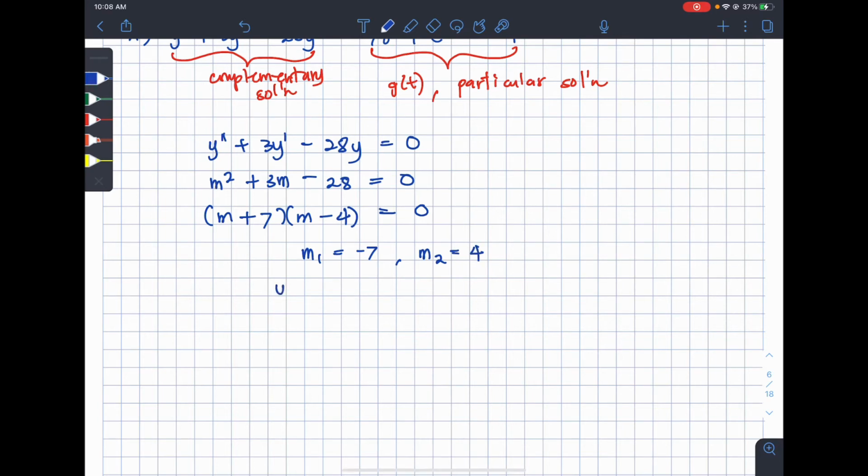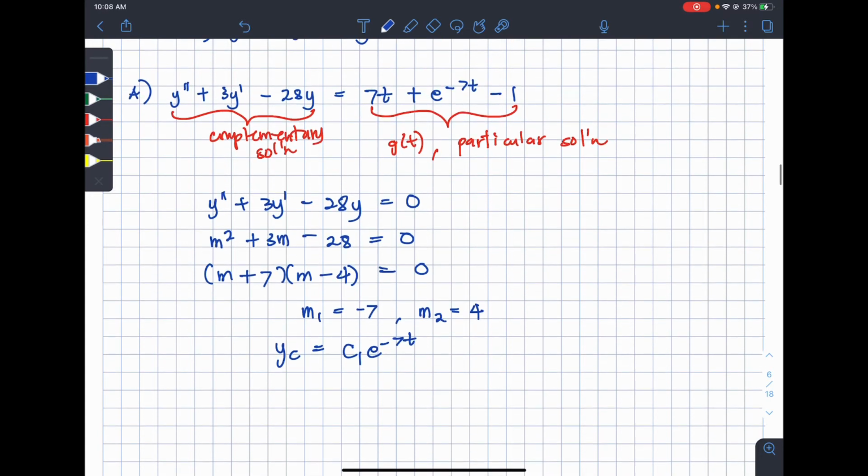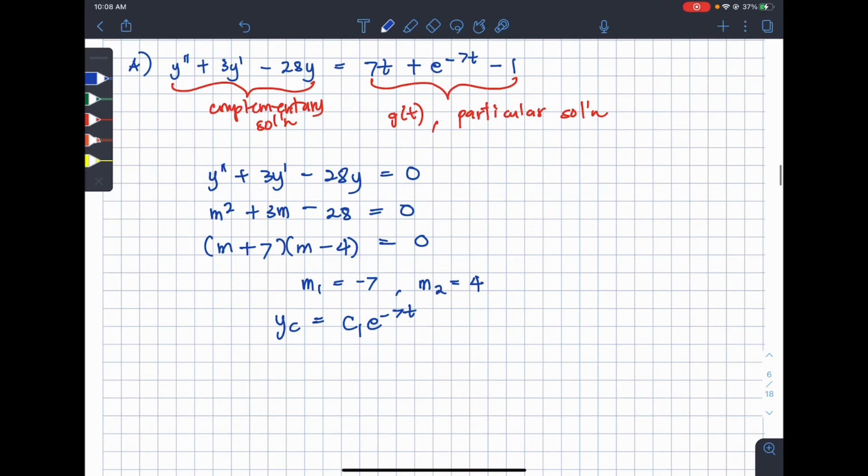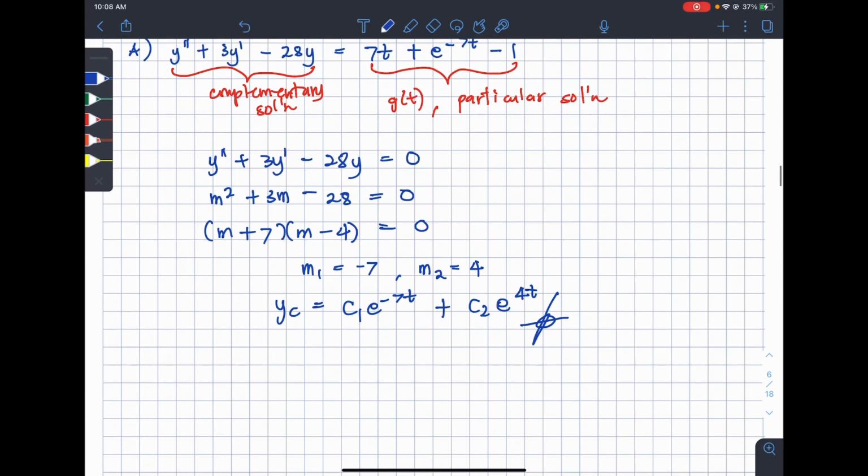So we can now write our complementary solution. It will be C1 e raised to negative 7t. This is what we use, no? C1 e raised to negative 7t plus C2 e raised to 4t. So this would be our complementary solution.